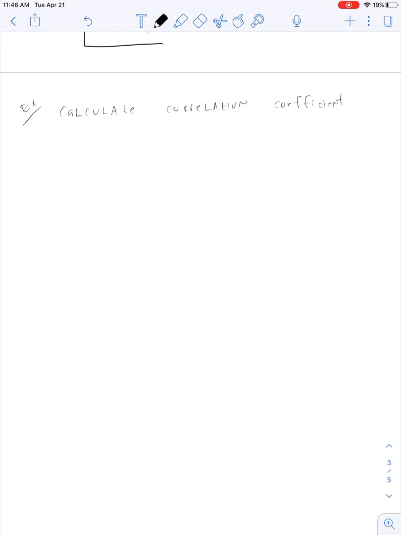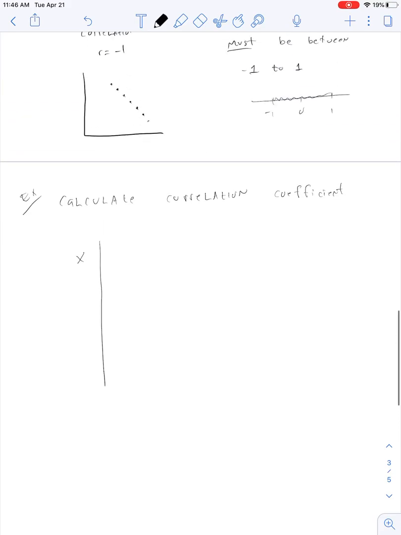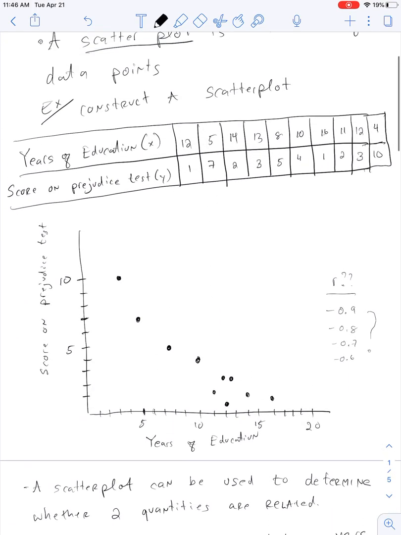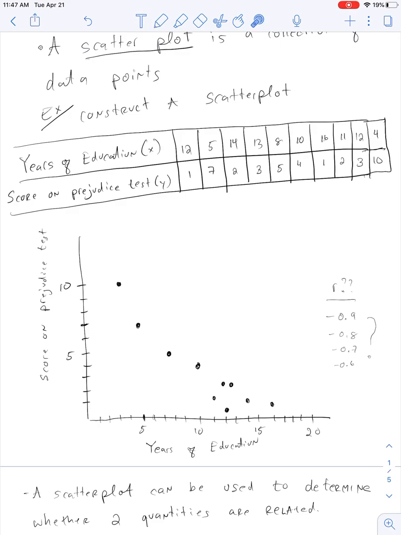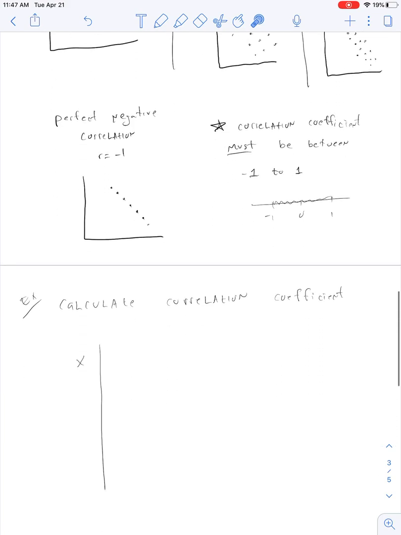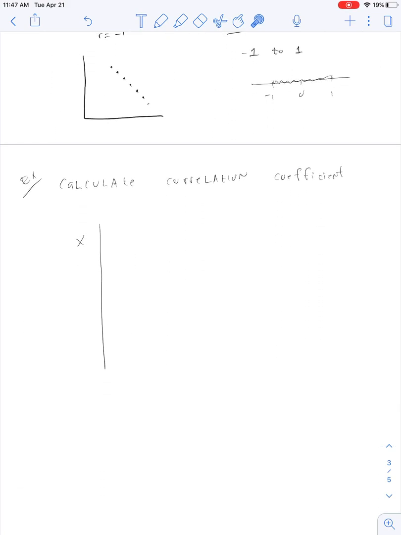So what we'll have here is x values. And once again, we are using the example from earlier. These are the x values, and these will be the y values.